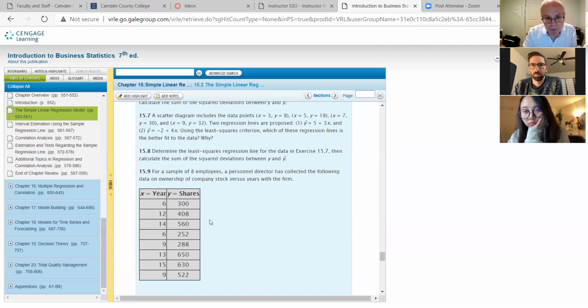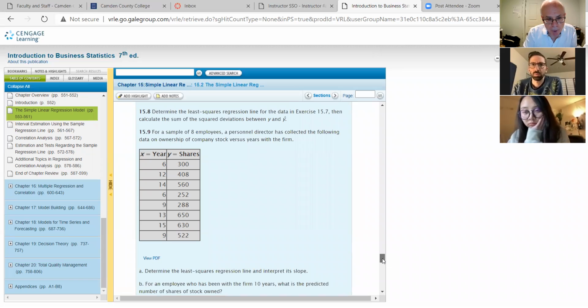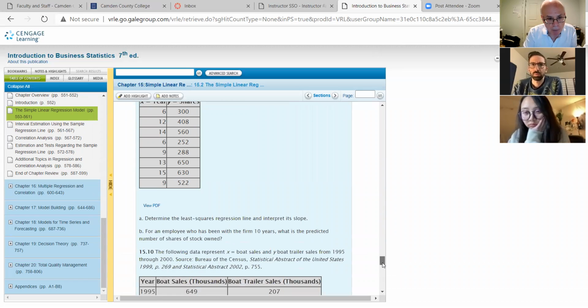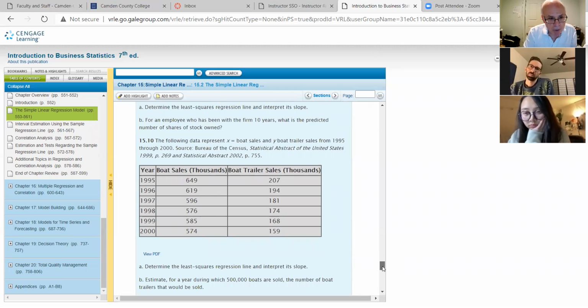Not a bad exercise after I've gone through what we're going through today is actually try this. Try this 15.9, see what you end up getting in terms of the output. But maybe that's something we'll do on Thursday. Thursday, we're just going to do problem solving. We're going to take Minitab and go through it and see what it gives us. Here's another one right here.